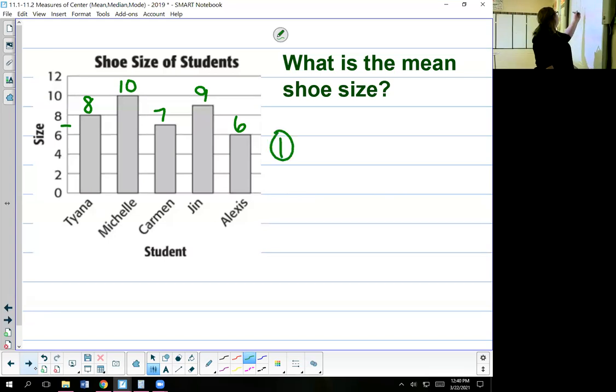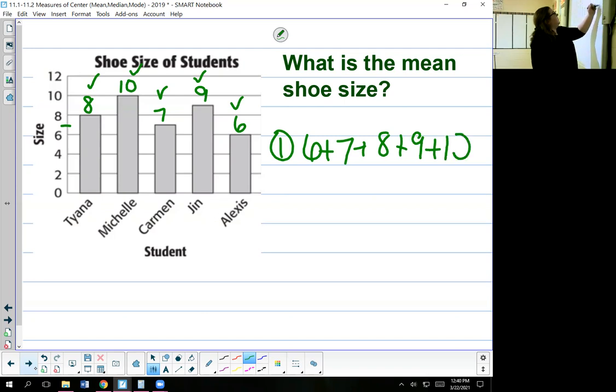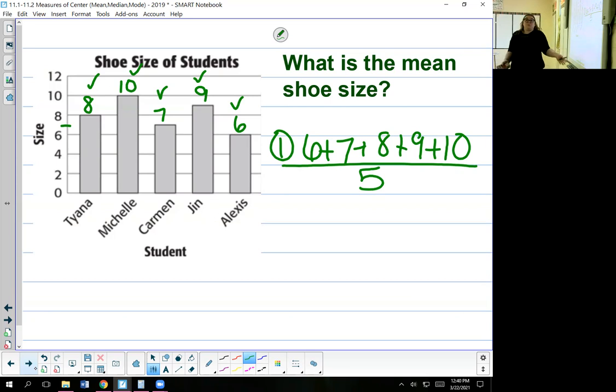Step 1: I have a 6 and a 7 and an 8 and a 9 and a 10. 6, 7, 8, 9, 10. 1, 2, 3, 4, 5. And again, we're dividing by 5 this time. So this is me showing my work, showing what I'm doing, showing what my sum is going to be.